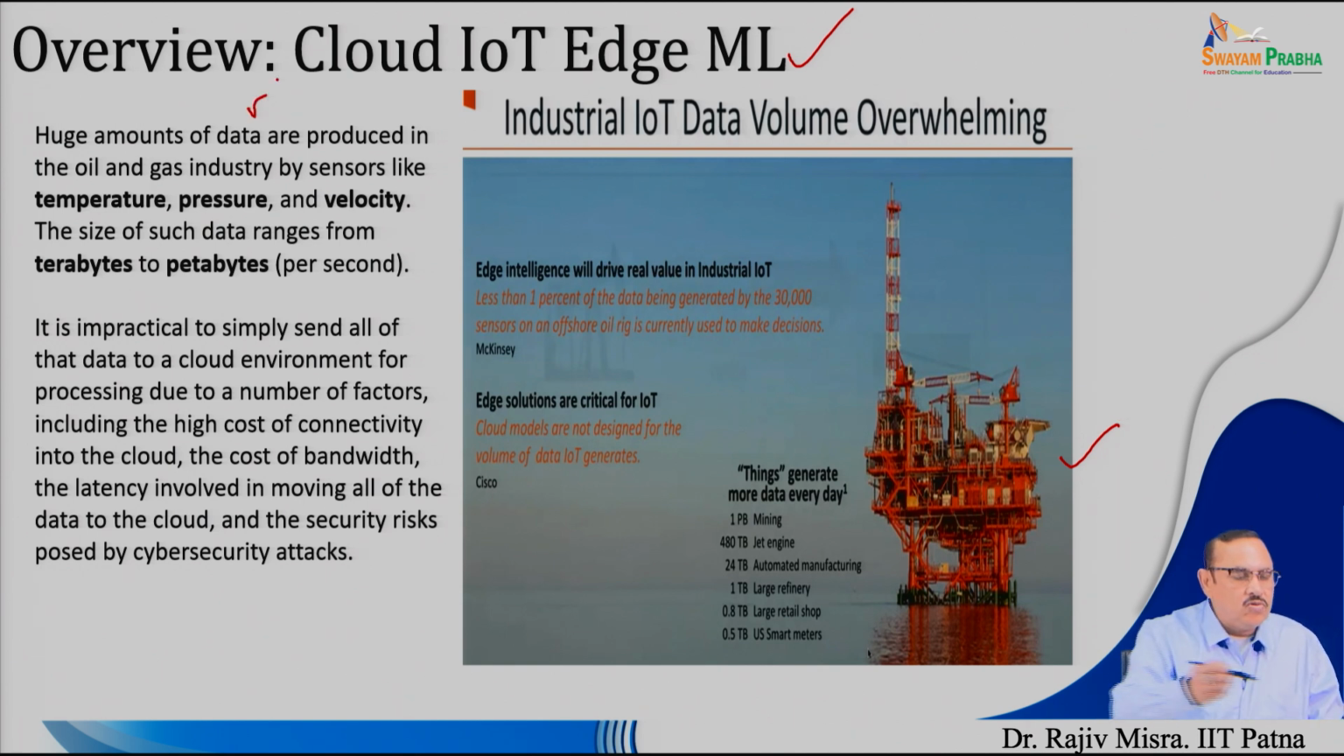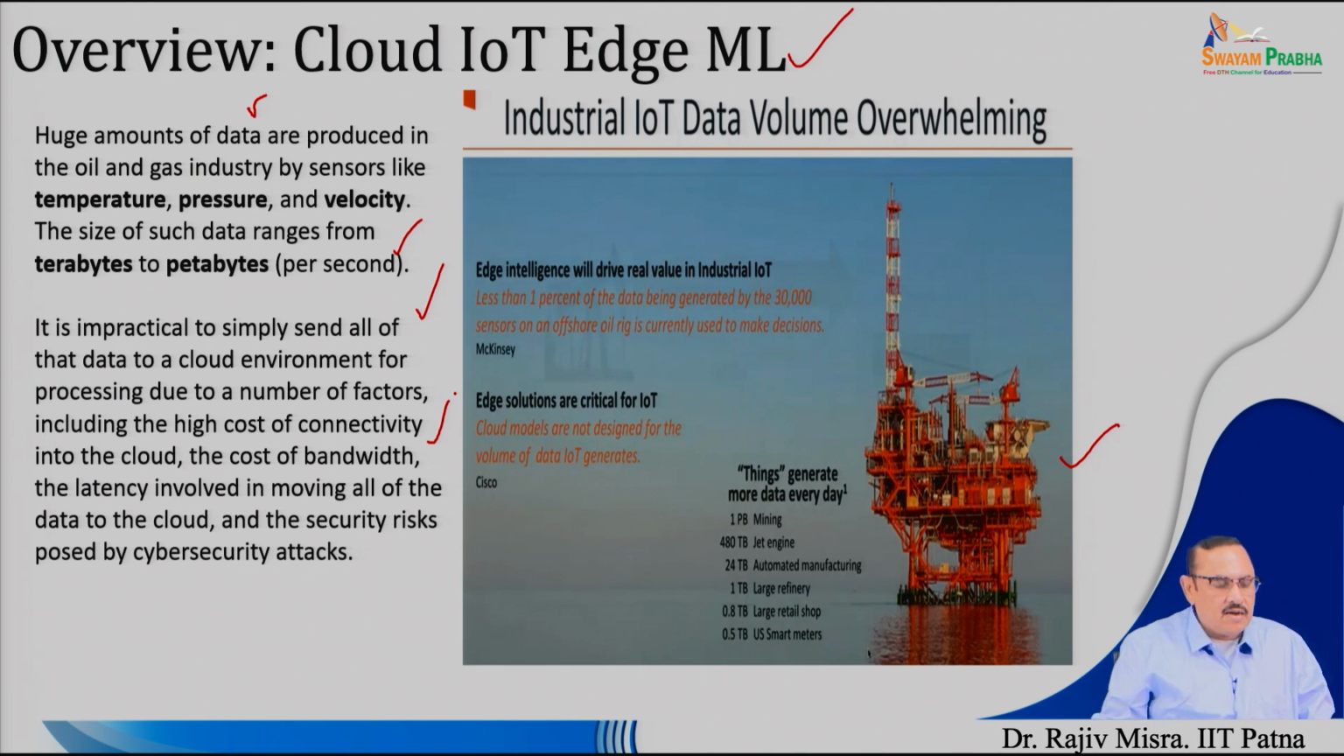Now, here you can see that huge amounts of data are being produced in the oil and gas industry by sensors like temperature, pressure, velocity, and the size of such data ranges from terabytes to petabytes per second. You see that this amount of data is being sent per second. Therefore, it is highly impractical to send all the data to the cloud environment for processing due to a number of factors, such as the high cost of connectivity needed to the cloud and the high cost of bandwidth needed to transport all the data generated per second by such IoT devices.